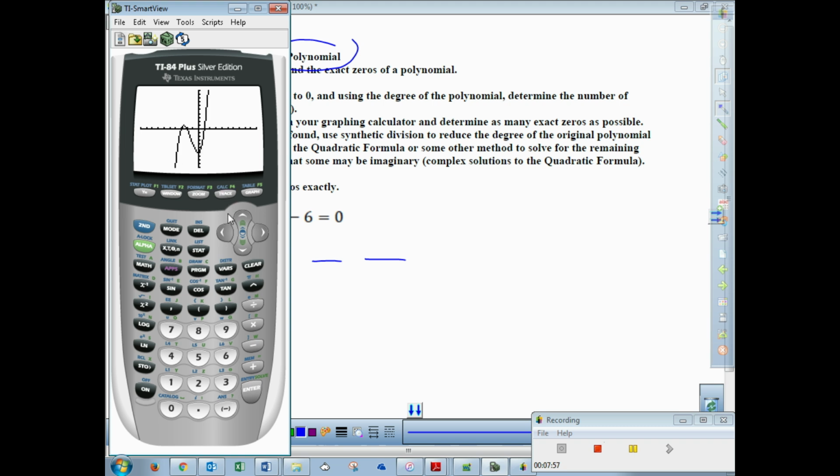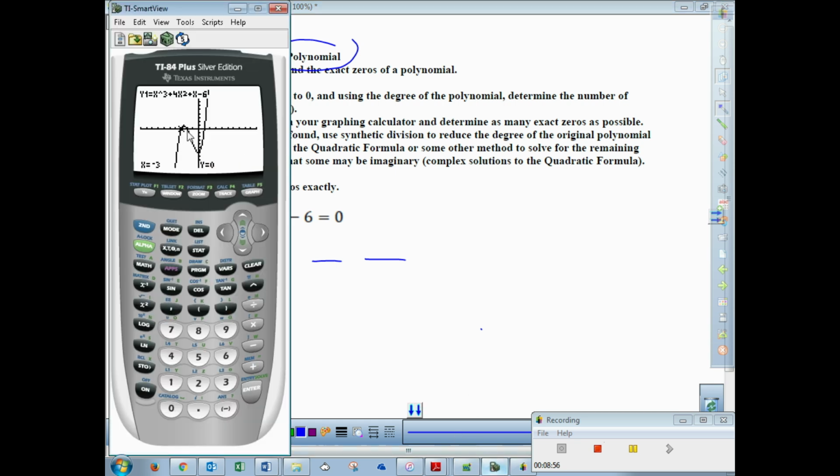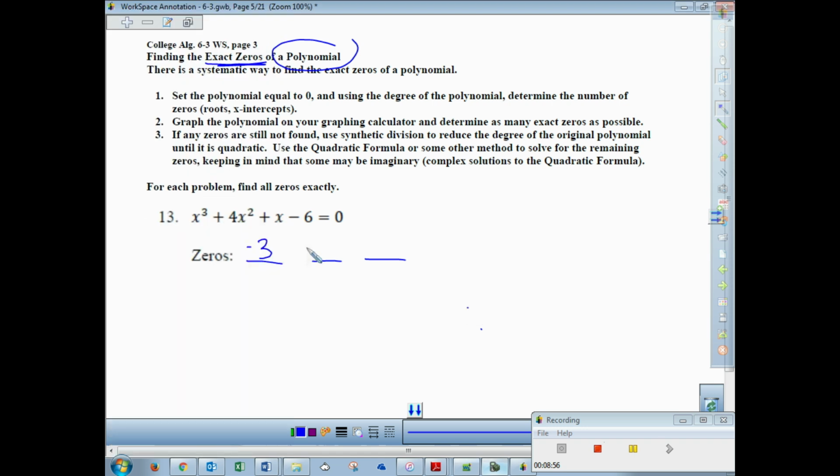Hit trace -3. If you hit trace -3, if y comes out to be 0, then that's a 0. Did you get a 0 right there? Boom, there's a rational answer. Let's try another one. That one looks like it could possibly be -2, right? So trace -2. We did get y equals 0.